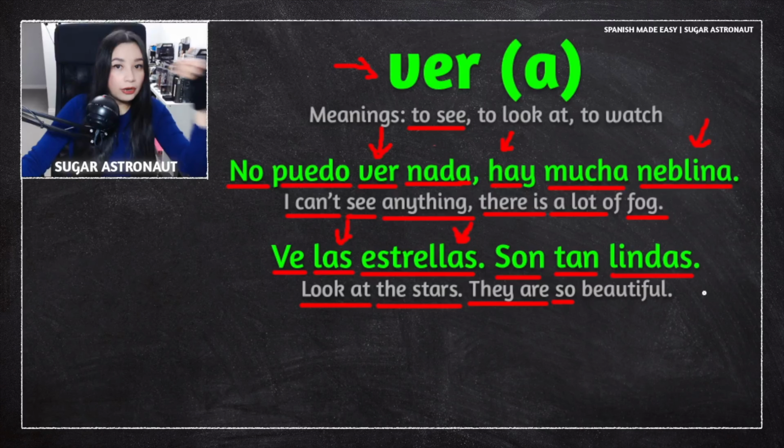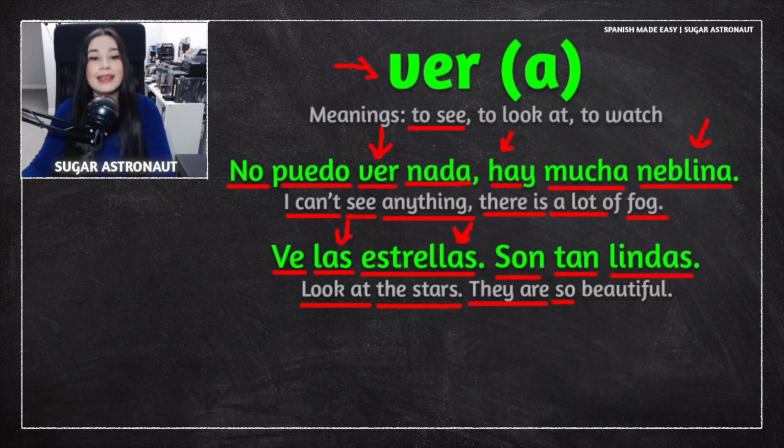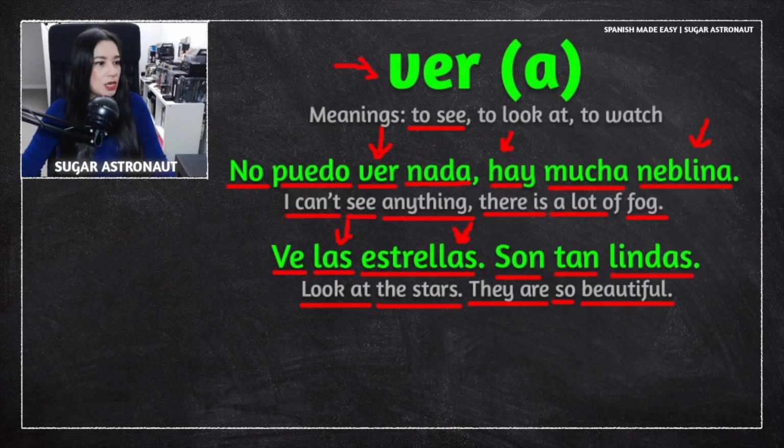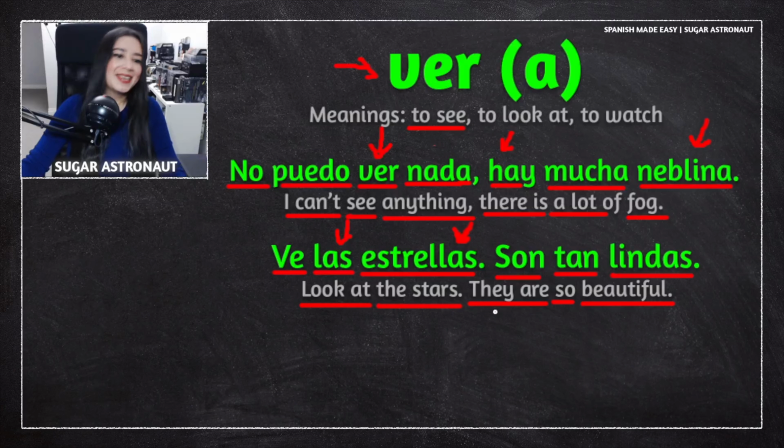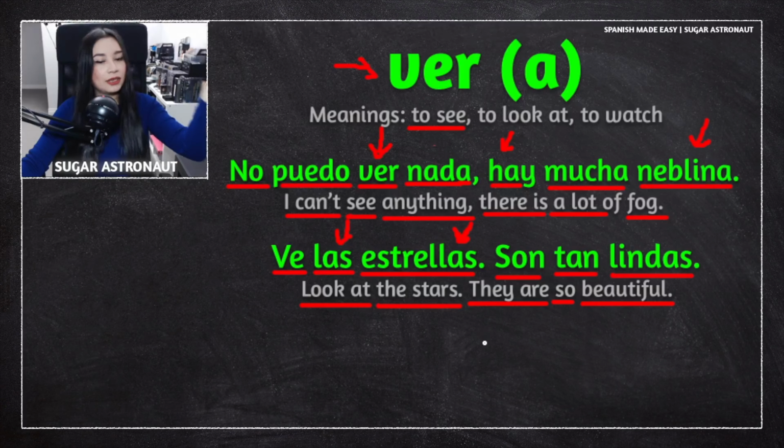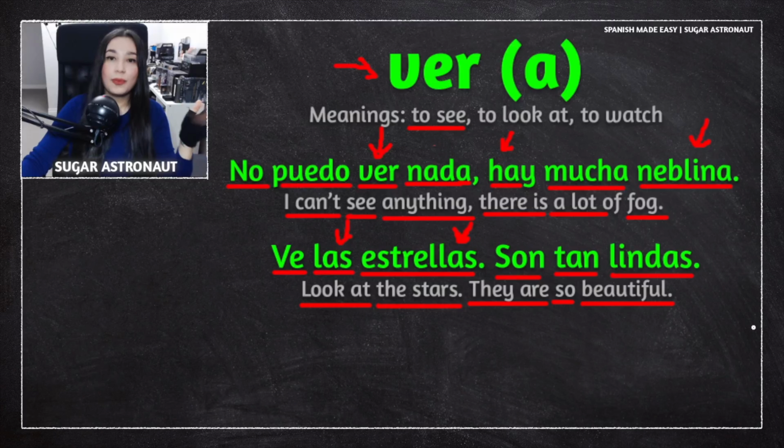Okay? So we're talking about the stars. They're feminine and plural. That's why we need lindas. Son tan lindas. They're beautiful. Ve las estrellas. Look at the stars. Son tan lindas. They're so beautiful.